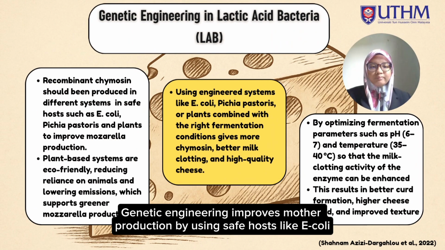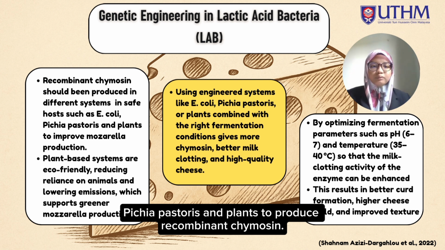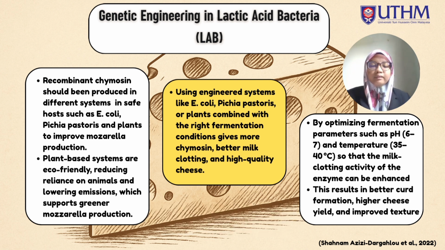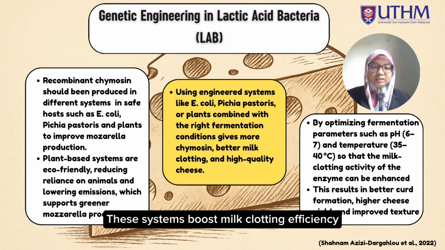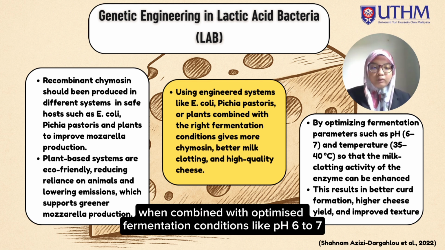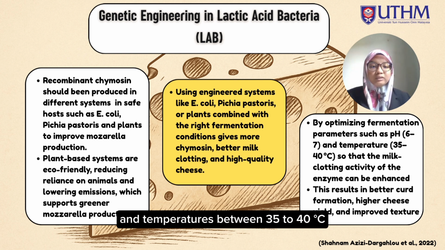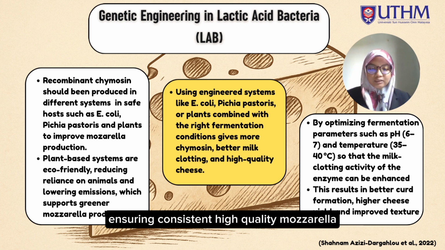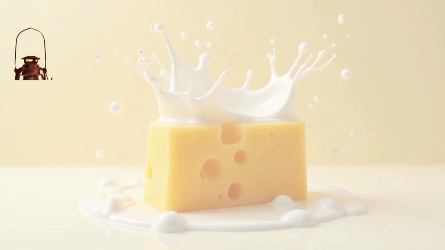Genetic engineering improves mozzarella production by using safe hosts like E. coli, Pichia pastoris, and plants to produce recombinant chymosin. These systems boost milk clotting efficiency while supporting eco-friendly, animal-free cheese making. When combined with optimized fermentation conditions like pH 6 to 7 and temperatures between 35 to 40 degrees Celsius, enzyme activity is maximized. This leads to better curd formation, higher yields, and improved texture, ensuring consistent, high-quality mozzarella.